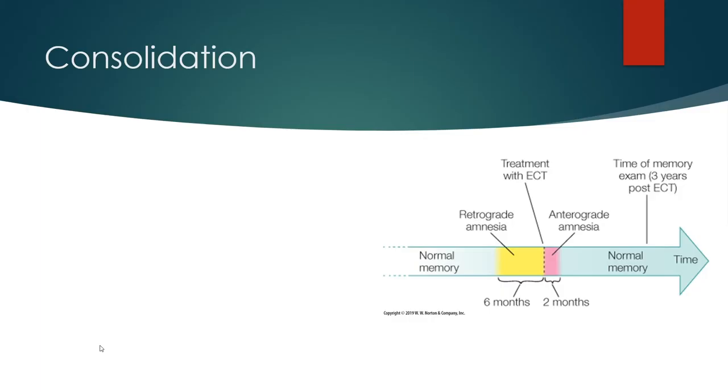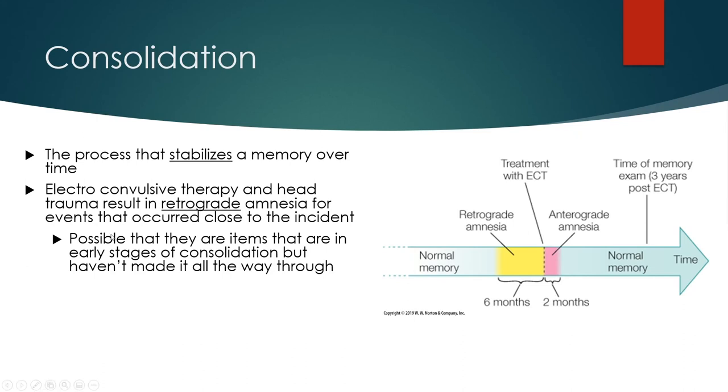This is something that we talked about in the last lecture. The term consolidation refers to the stabilization of memory, the ability for it to be robust and strong. And we've seen from ECT, or electroconvulsive therapy, and head trauma, that you usually end up losing a bit of memory right before the traumatic event, either the electroconvulsive therapy or the head trauma. Let's say you're in a car accident or something.